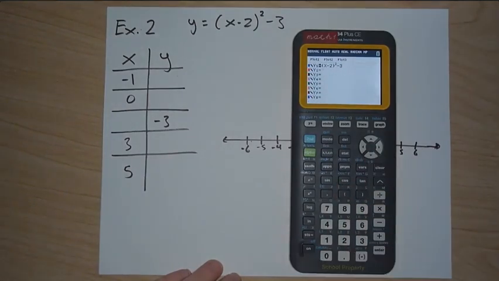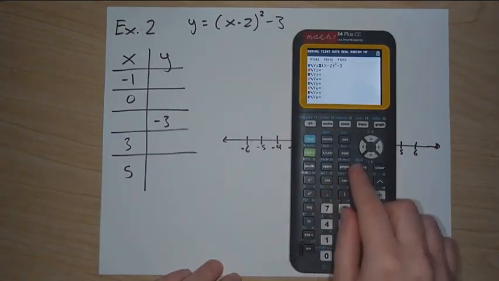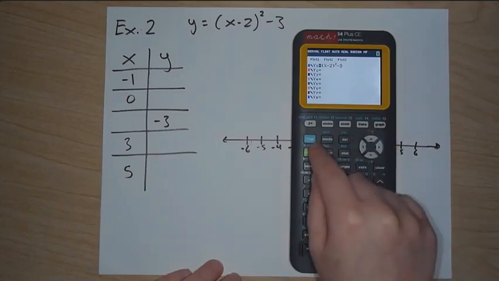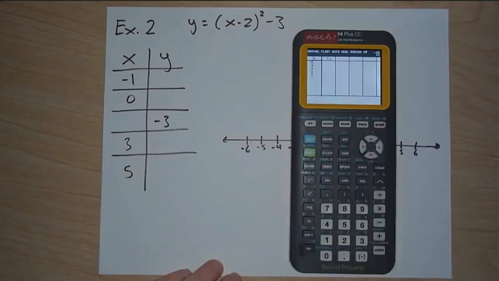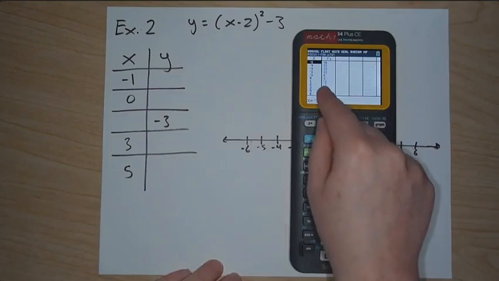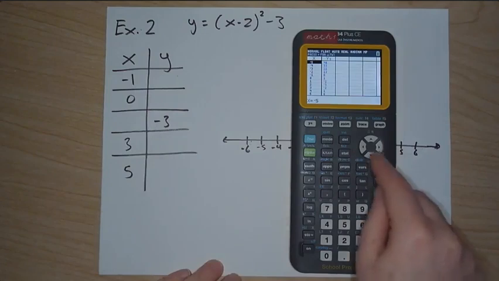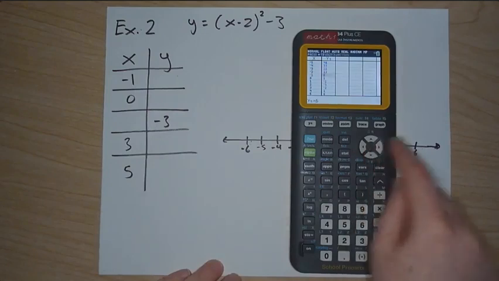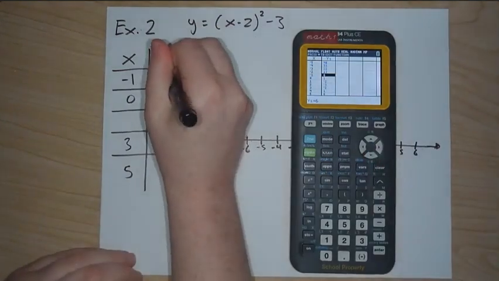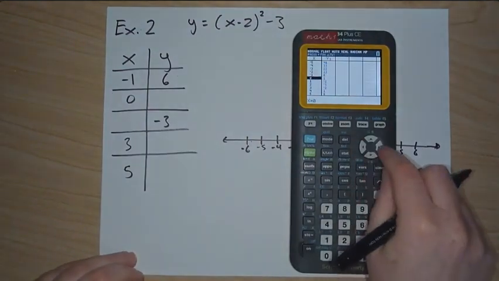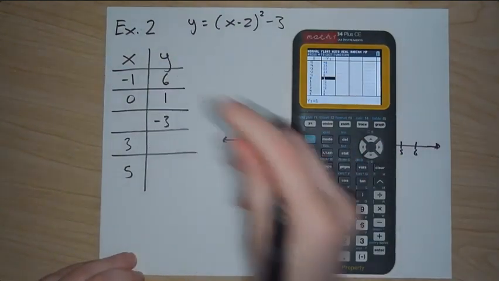So now that we've done that, we're going to go into our table, which is second graph, and we'll pull up all of our x and y values that we can then use to fill in this table. So when x is -1, we see that y is 6. When x is 0, we see that y is 1.